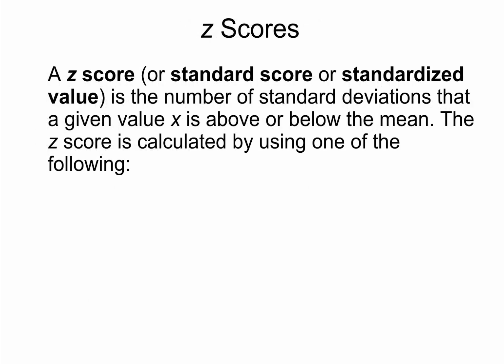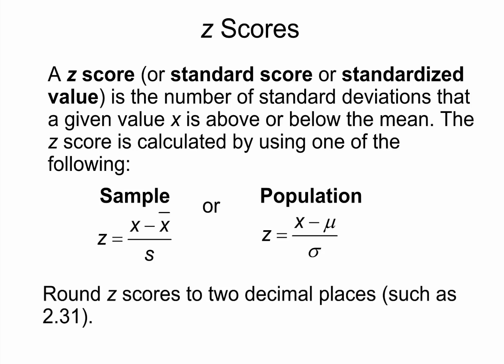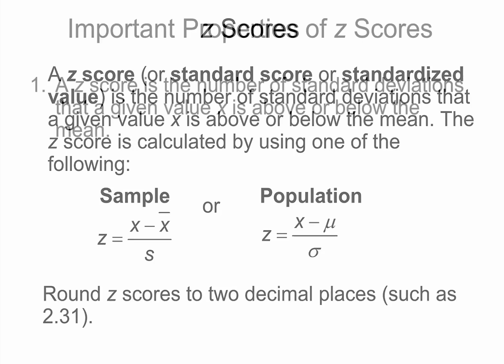So a z-score, which is also called a standard score or a standardized value, is the number of standard deviations that a given value x is above or below the mean, and it's calculated using one of these formulas. For the sample, we take the distance between the data value and the sample mean and divide by the standard deviation of the sample. For the population, we take the distance between the data value and the population mean and divide by the population standard deviation. And we round z-scores to 2 decimal places.